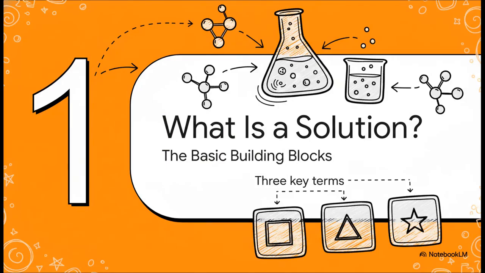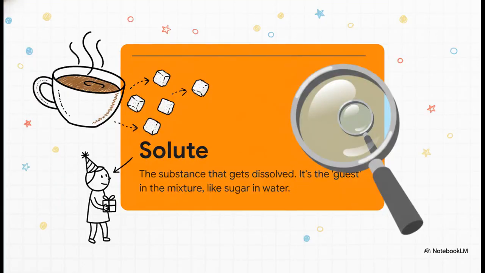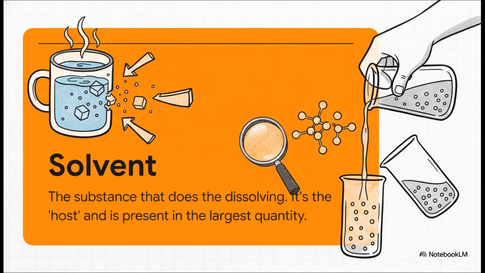All right, so to really get what's happening in that coffee cup, we've got to learn the lingo. It all boils down to just 3 basic building blocks. Super simple. Okay, first up, we've got the solute. That's the stuff that gets dissolved. And here's an easy way to remember it. Think of the solute as the guest showing up to a party. So in our coffee scenario, the sugar, that's our guest. That's the solute. And of course, every guest needs a host, right?